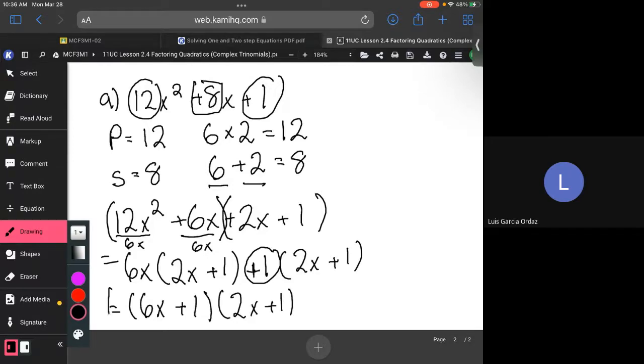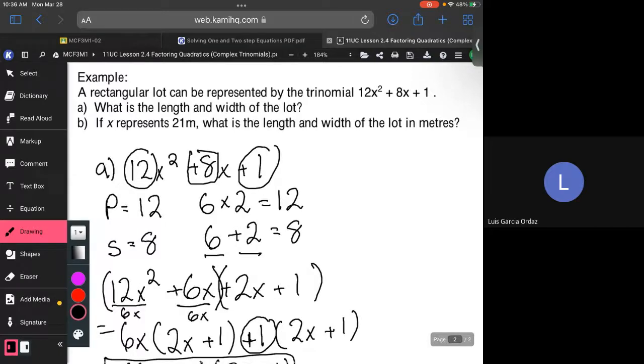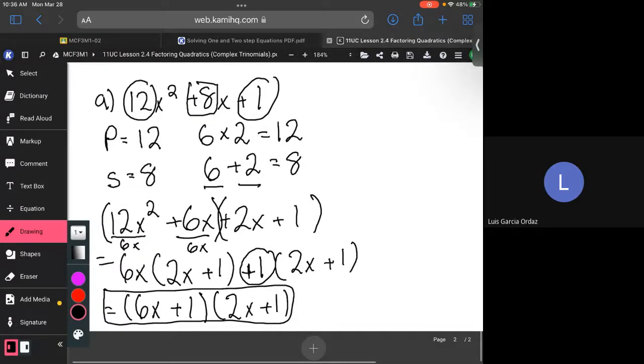Yes, Jade? So for the length and width, you just basically solve it? Yep. So what do you guys want my length to be? Pick one of the factors. Okay. So length is 6x plus 1. Yeah, you can choose any. It doesn't matter. And width is 2x plus 1.